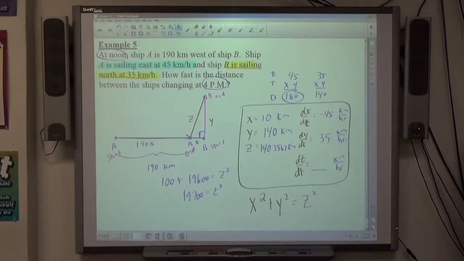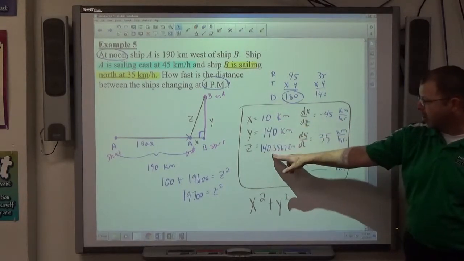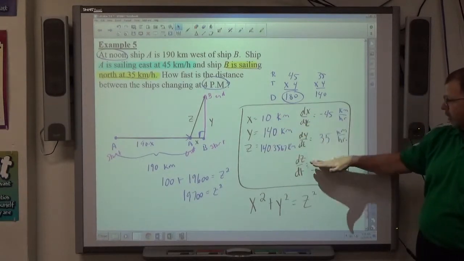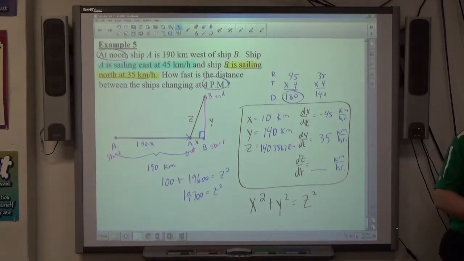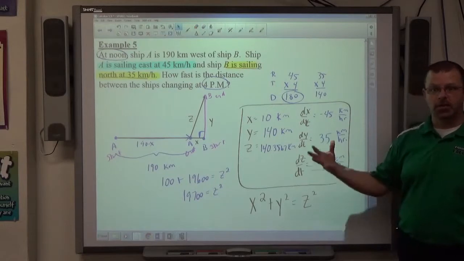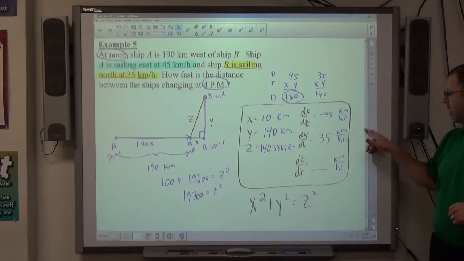All right. So now we've got our box filled in with all 3 variable values. We've got 2 of our rates. We're looking for the third. We have a relating equation. We're at the point now where we're ready to do our calculus, differentiate with respect to t, substitute everything in to figure out what dz over dt equals.